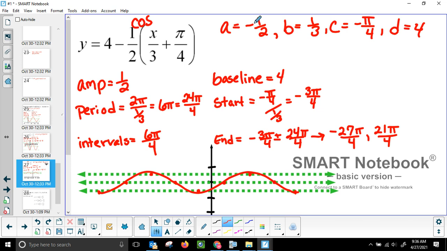Exactly. All right, now with sine, you always start at the baseline. But if your A is positive, you go up first. If your A is negative, you go down first. Okay. So that's the only difference between sine and cosine.